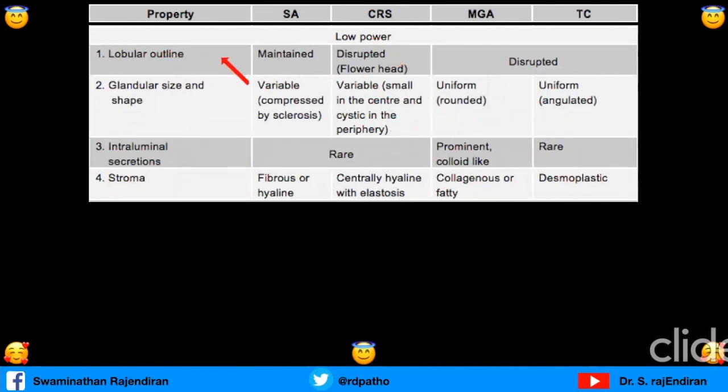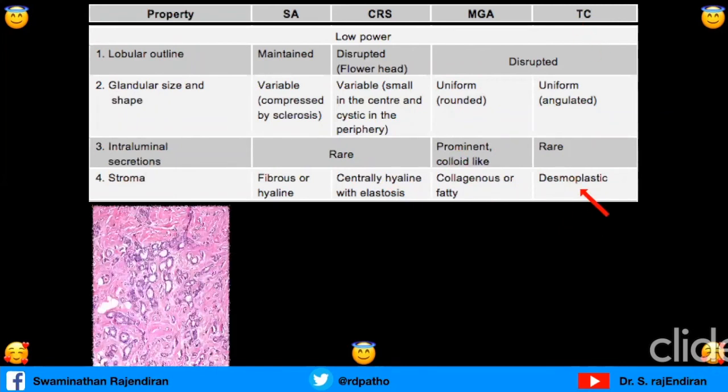The lobular outline is maintained in adenosis and complex radial or complex sclerosing lesion, whereas an infiltrative pattern will be seen in microglandular adenosis and tubular carcinoma. Glandular size and shape are very variable in sclerosing adenosis and complex radial scar, and remember the cysts are larger in the periphery, whereas the glandular size is uniform in microglandular adenosis and tubular carcinoma. In microglandular adenosis, it is rounded, whereas in tubular carcinoma, it is angulated. Intraluminal secretions are very prominent in microglandular adenosis, and the stromal desmoplastic reaction is there in tubular carcinoma.